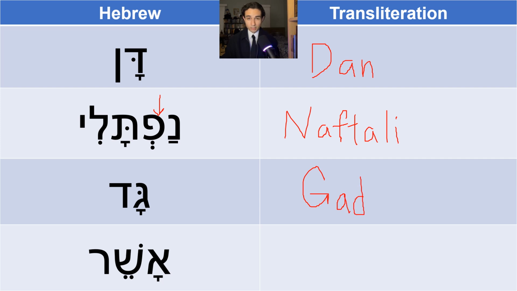Again, I'm not going to say Gaddad. No point in putting double. Pretty much ignoring the hard gimel, which might have had a different pronunciation. And finally, Asher. Again, aleph is at the beginning of a word. No need for an apostrophe. Just start with the vowel.